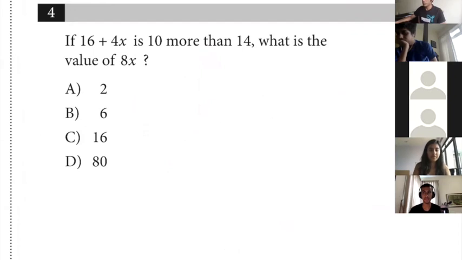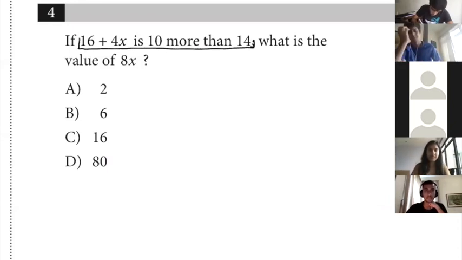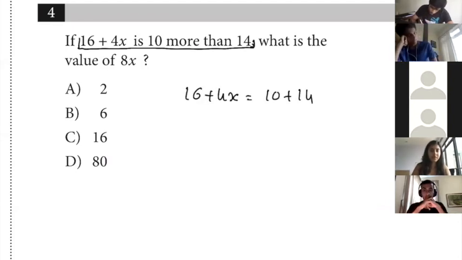Okay. So this time I'm not going to share the results either, but I will go through the process. There are the 4 steps. The first step is let's highlight information. So we know 16 plus 4x is 10 more than 14. It's converted into an equation: 16 plus 4x equals 10 plus 14. And then there are no units, so we skip step 2. And the third is the ask. What is 8x? So the ask is 8x. It's not x. The ask is not x, it's 8x.